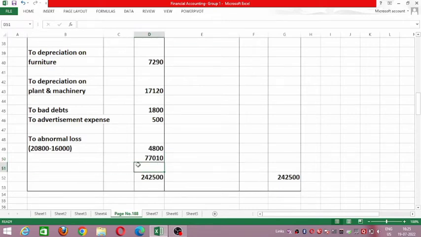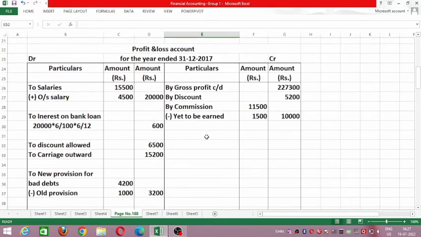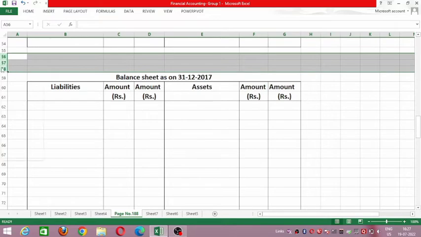Let's see the difference amount. 2,42,500 minus 77,010 rupees. So the balance amount is 1,65,490. This is net profit to capital account. So again, in the profit and loss account, the credit side amount is higher, which is income. Income is higher than the expenses, so it is a profit for the business. How to prepare the balance sheet.